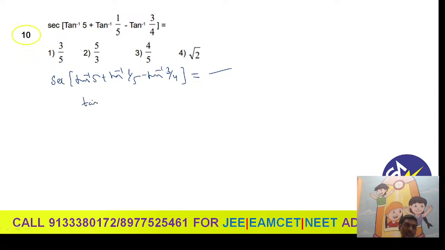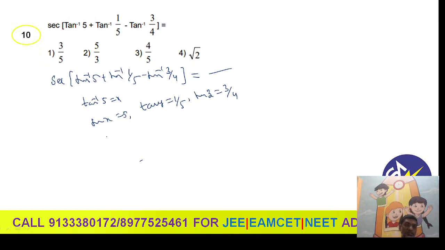So take tan inverse of 5 is equal to x, so that tan x is equal to 5. Similarly, tan y is equal to 1 by 5. Tan z is equal to 3 by 4.